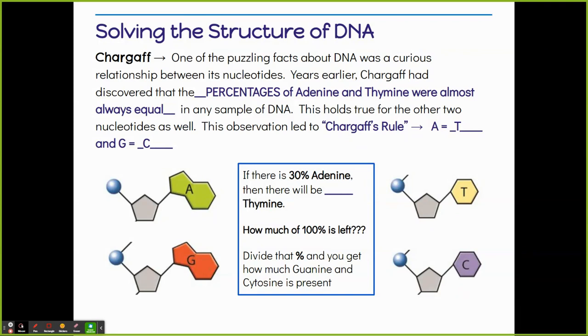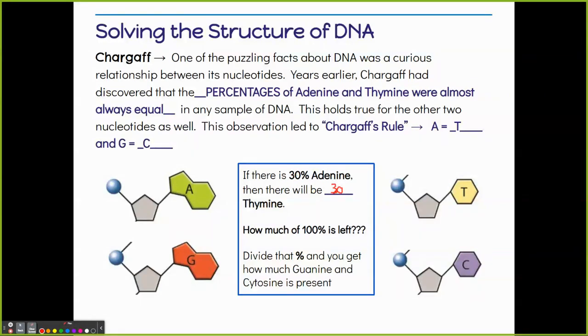Okay, so given this, if I had 30% adenine, how much thymine would I have? Anybody? If adenine and thymine are present in equal amounts and I have 30% adenine, how much thymine am I going to have? 30% as well, because again, they have to be equal. All right? So there's my 30.